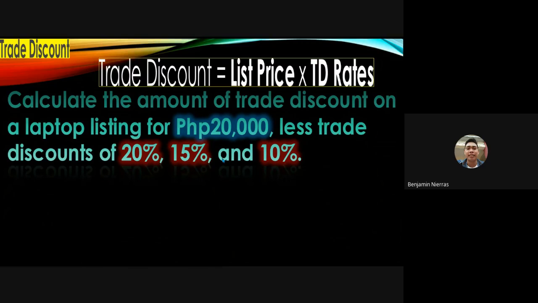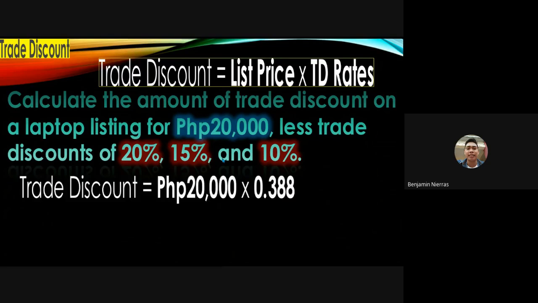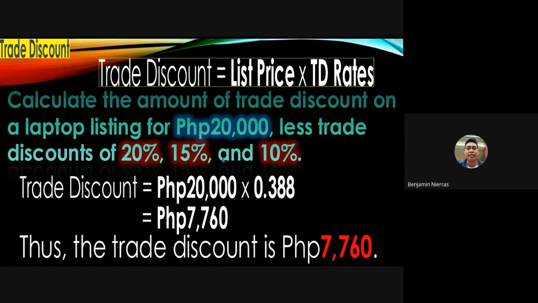So, tsaka naman natin gamitin yung formula. So, trade discount is equal to list price, 20,000 pesos, times the trade discount rate, or 38.80%, or simply, I chose the decimal form para madali. So, 0.388. So, multiplying the two, you will get the 7,760 as total trade discount, no? Trade discount is 7,760. Yan yung na-menos mo sa 20,000 na laptop. Pero ang babayaran mo, 12,240. Okay, take a look at this problem.